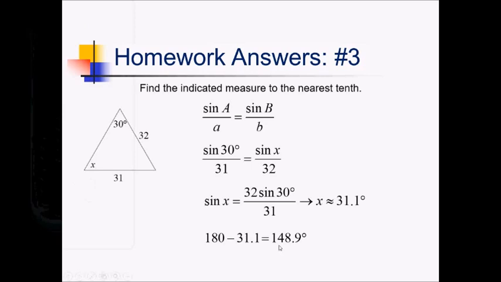Now, before we accept this as an alternate answer, we have to make sure this alternate angle actually fits in the same triangle with the angle that they gave us, this 30 degrees. So if I do 148.9 plus 30, is that going to come out to something less than 180? Will it fit in the triangle? Well, yeah, this is going to come out to 178.9, so just barely, but it does fit in the triangle. It's less than 180 combined. So that means that both of these answers are good to go.